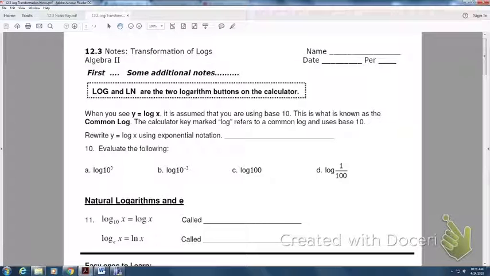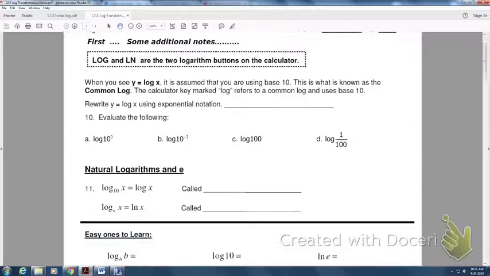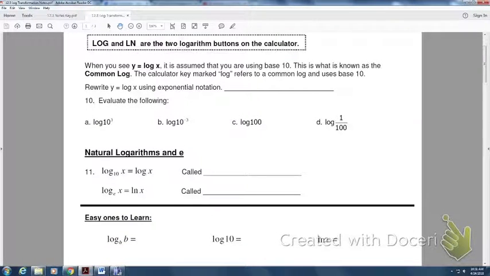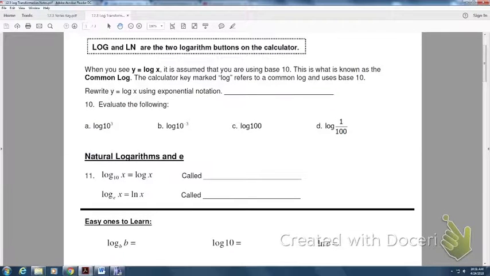So the top part of this is just a review, really of 12.1. Make sure that you know where those two buttons are to put in log and natural log. It says when you see y equals log x, it is assumed that you're using a base 10, so that right there is the exact same as y equals log base 10 of x.